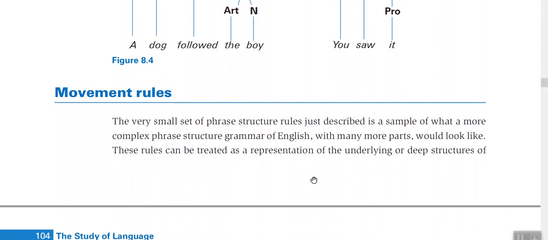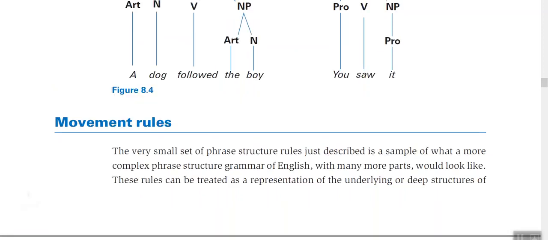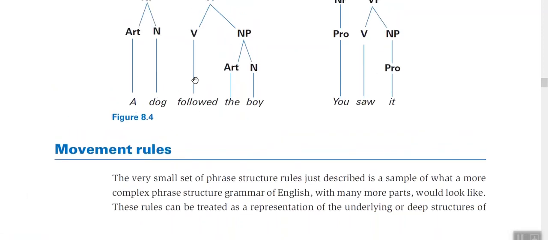Then we go to movement rules, the very small set of phrase structure rules. From its name, movement means as if we have what? We have a movement of a branch of the tree. So with a movement, we move it. How to move it?